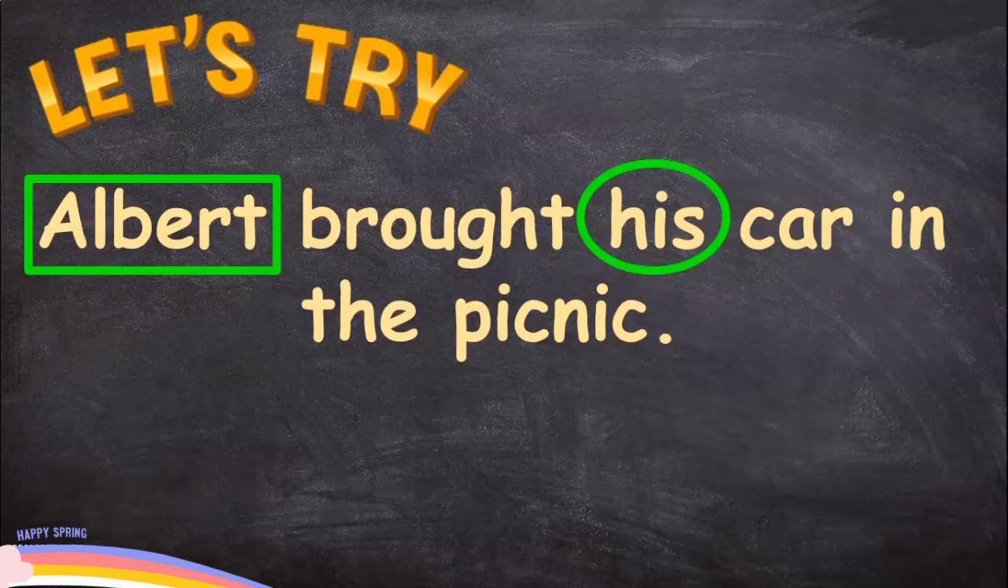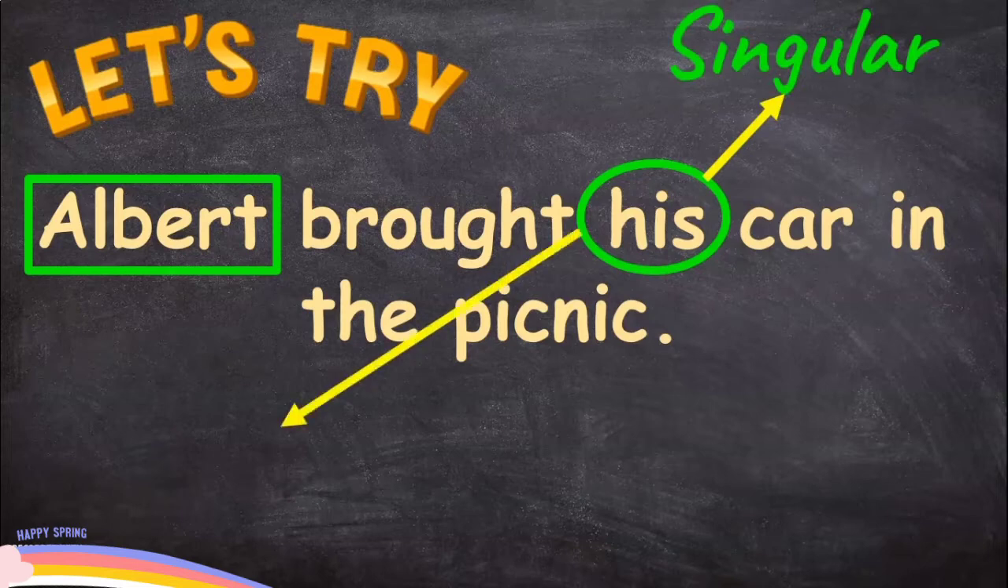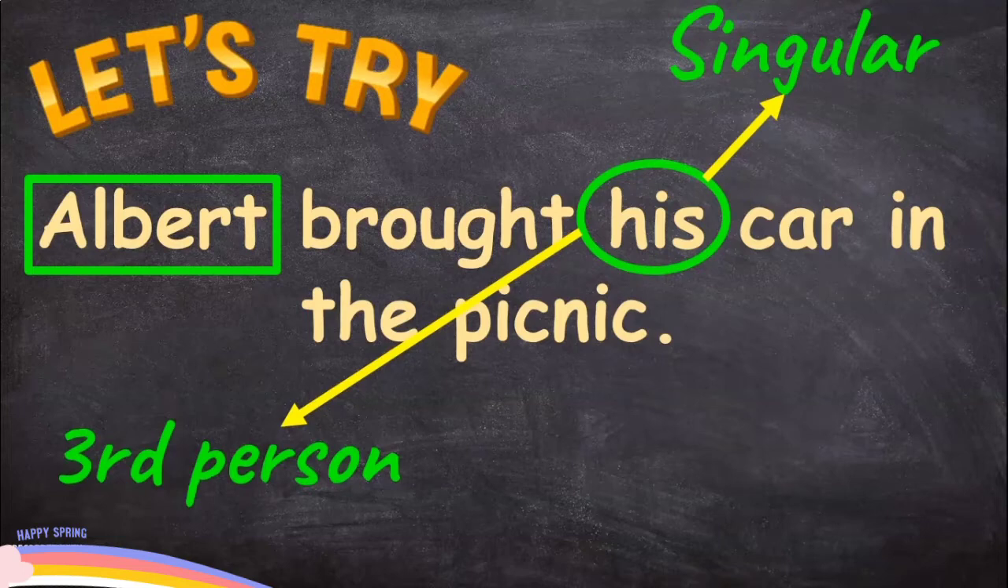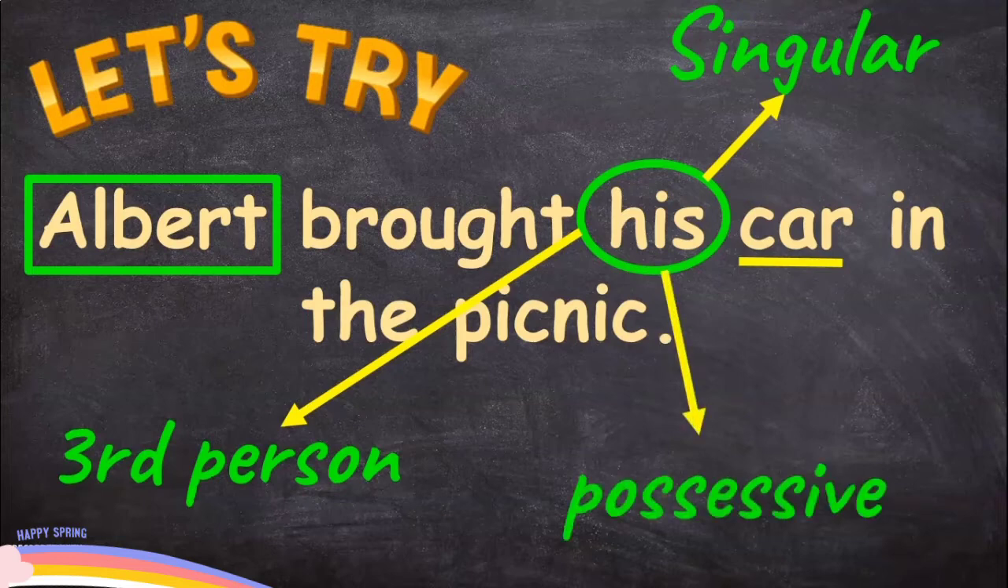Okay? I also asked you to name the number, identify the person, and the case of the pronoun that you have chosen. Once we have his, which replaces Albert as a noun, its number is singular. Its person is third person, if you could still recall. And then its case, because it is attached with the noun car, it shows ownership. That's why the case of this pronoun his is in possessive case. I hope you have answered your worksheets correctly. Now let us proceed to the next topic.